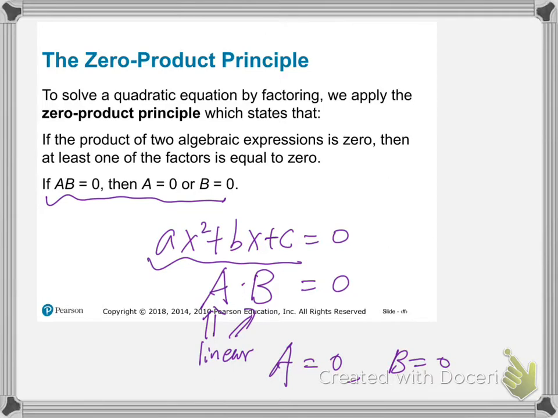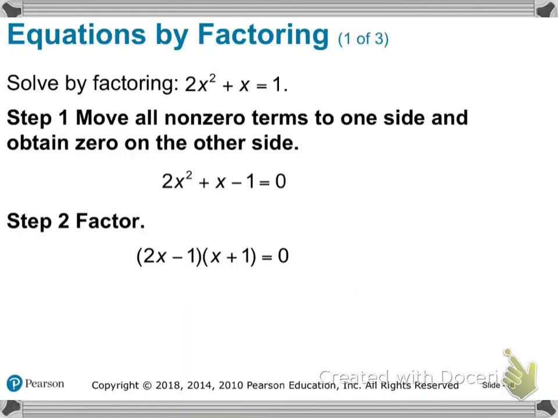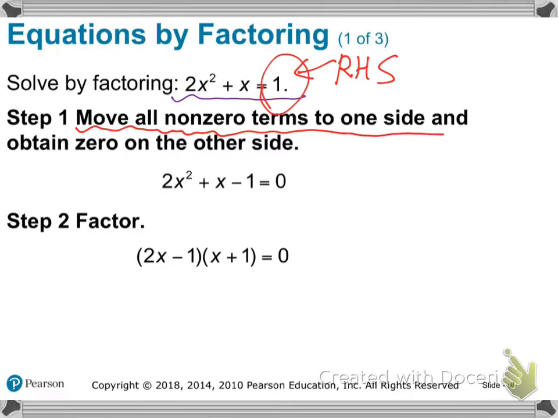So now let's look at an example. Our first example is 2x squared plus x is equal to 1. What's the first problem you should notice here? The right-hand side of this quadratic equation is not 0. So first you have to move all non-zero terms to the left-hand side. Move everybody to the left. Then we get a quadratic equation.